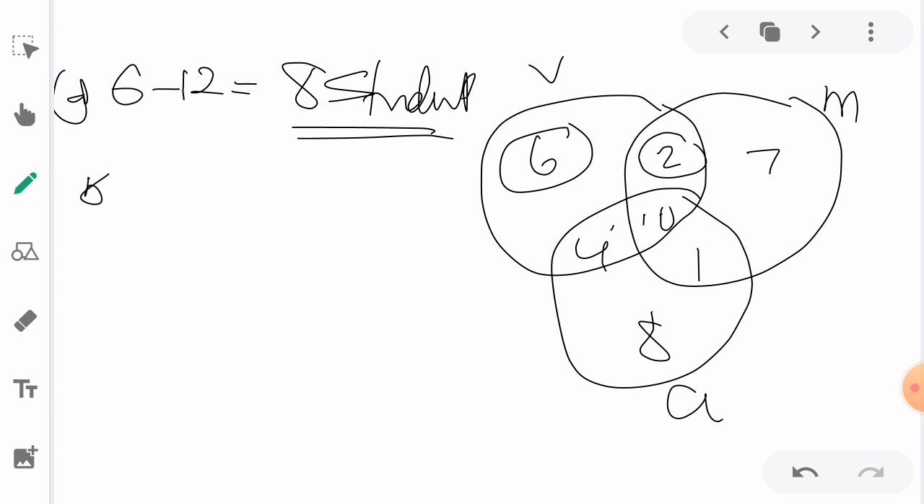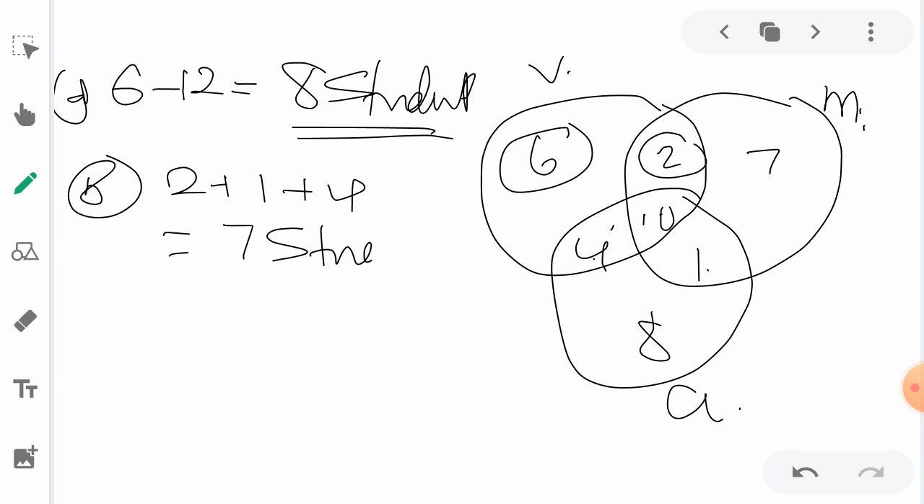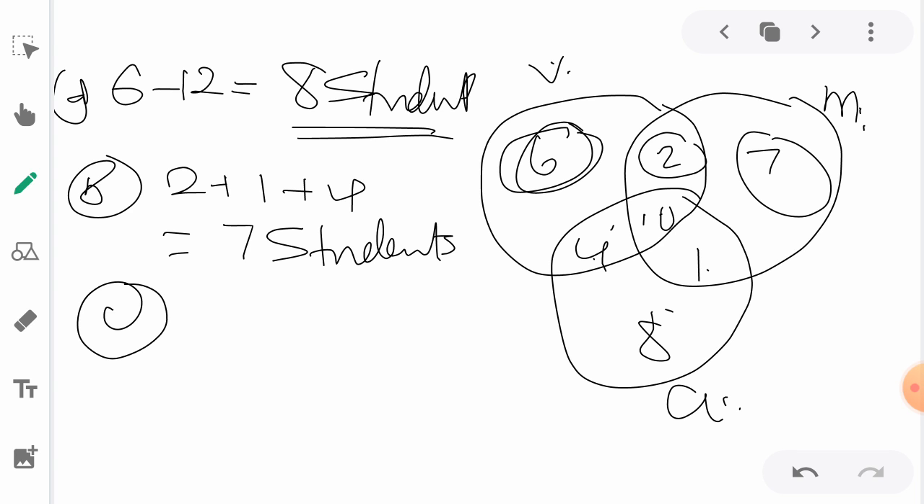Then B says 2 tourist attractions only. So for 2 tourist attractions, it can be Victoria Falls and Mambirima, or it can be Mambirima and Gonya, or it can be Gonya and Victoria. So we're talking of the intersections in this case. We're going to have 2, another intersection is 1, another intersection is 4. We're going to have 7 students. Then C says 1 tourist attraction only. So we don't know whether it is Victoria alone, Mambirima or Gonya. So we're talking of 6, 7 and 8. And when you add 6 plus 7 plus 8, we get 21 students.